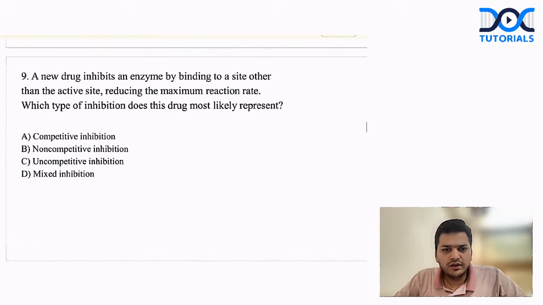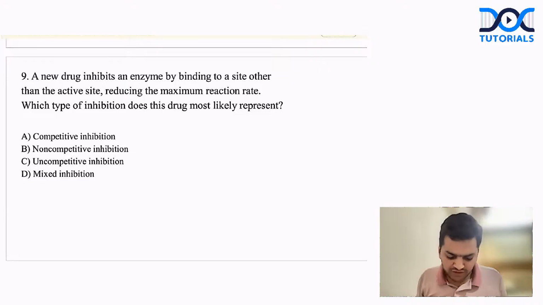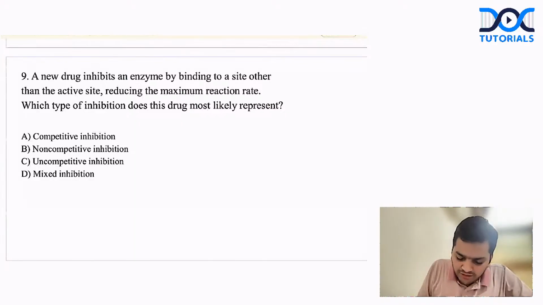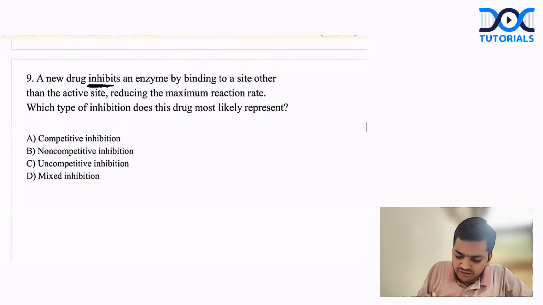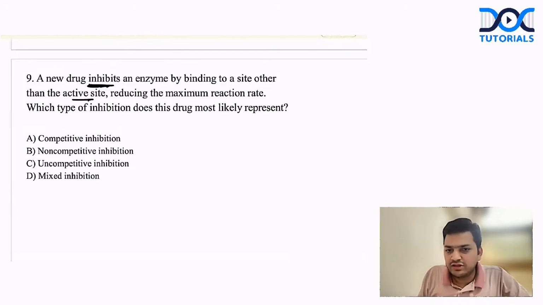A new drug inhibits an enzyme by binding to a site other than the active site, and reduces the maximum rate. Which type of inhibition does this drug most likely represent? Now, what they are saying is that this drug, an inhibitor, binds to a site other than the active site of the enzyme and reduces the Vmax.